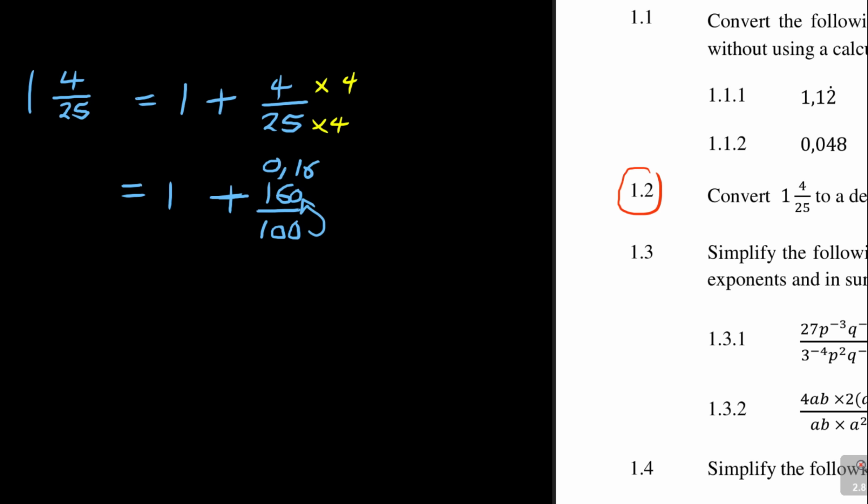Or alternatively, you could have said 25 into 4, 0, 25 into 40, it goes 1. And then remember, 40 minus 25, you're going to say 15. And then put a 0, 25 into 150, you get 6. So whatever you do, it is going to be fine, but show that you never use a calculator, which is 1 plus 0.16, which is 1.16.